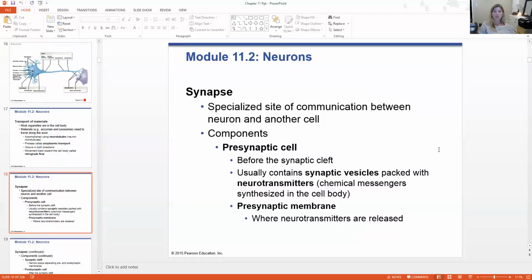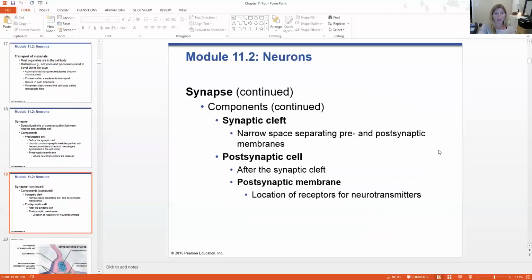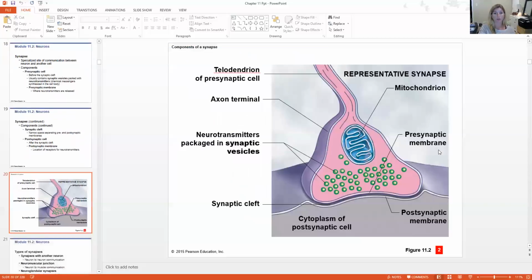The synapse is the specialized site for communication between the neuron and some other cell. You have the presynaptic cell, which is the cell before the synapse. That is the one that's releasing the neurotransmitters. It has a presynaptic membrane where those neurotransmitters are released. And the synaptic cleft is the gap between the two cells. The postsynaptic cell is the cell after the synaptic cleft. This is going to have receptors for the neurotransmitters.